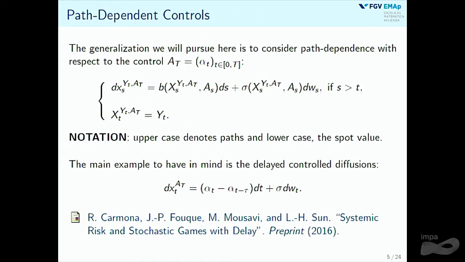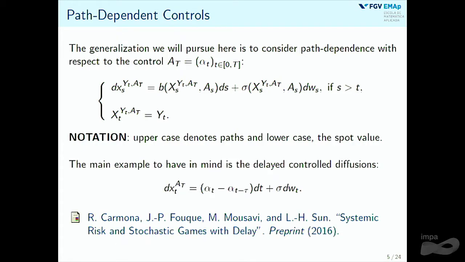But here we are doing something quite different. We are considering, and that's the point, path dependency in the control. So you act now, you know everything up to now, but the control you chose at time t minus tau, for example, in this example here, acts in your diffusion at time t as well.